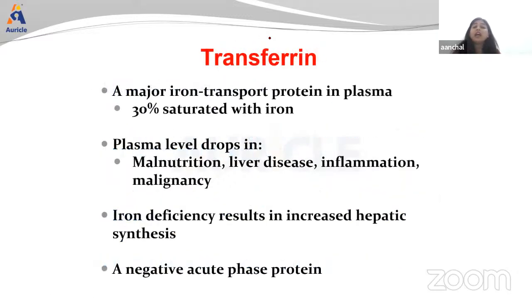Then next we have another type of globulin, that is transferrin. This is a major iron transport protein in plasma and is 30% saturated with iron. This is very, very important for the transport of iron. Now, the plasma level drops in case of malnutrition, liver disease, inflammation, and malignancy. Iron deficiency results in increased hepatic synthesis, and it is a negative acute phase protein.